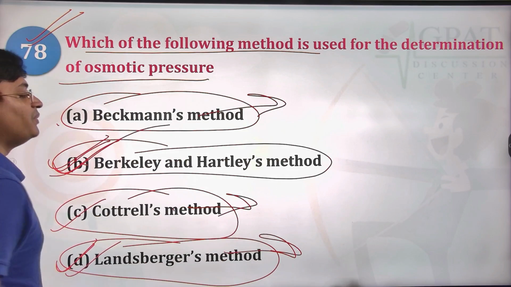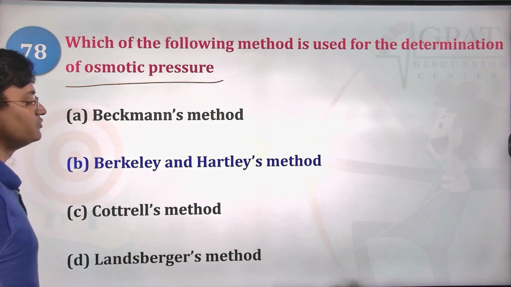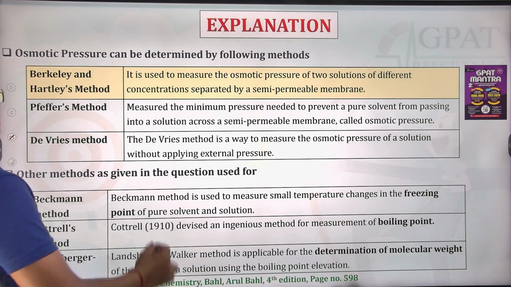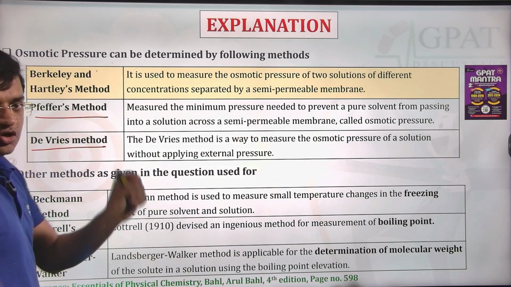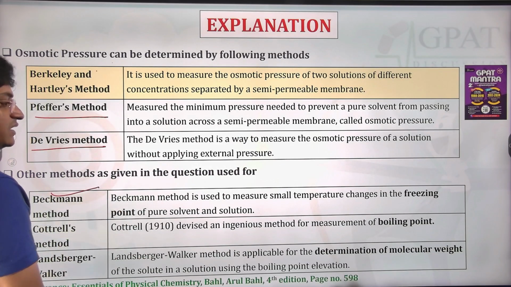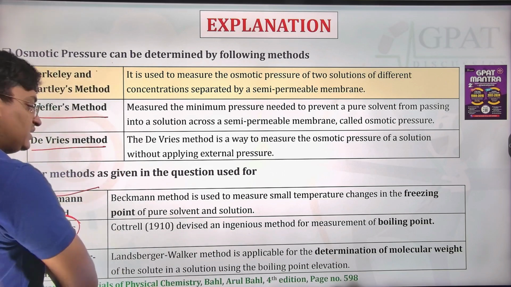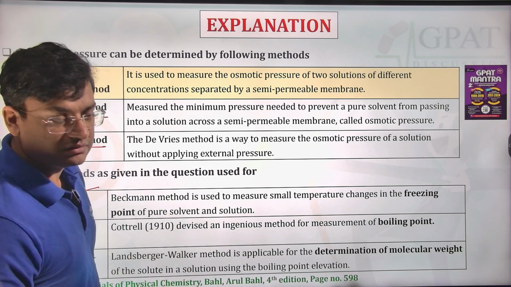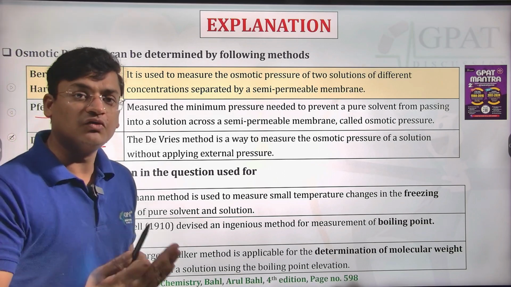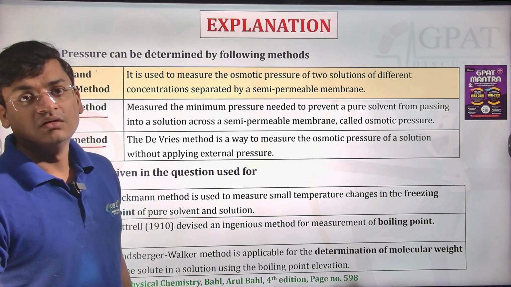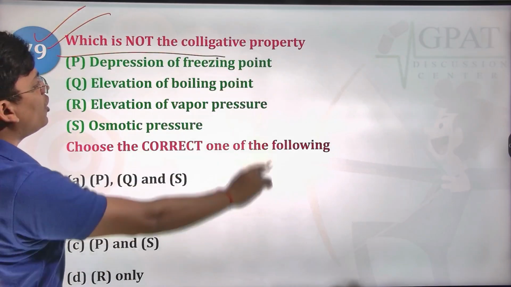Next, the Barclay and Hartley method is used for the determination of osmotic pressure. So yes, this will be the right answer here: Barclay and Hartley method, Pfeffer's method and De Vries method are all related to osmotic pressure. Beckmann's method is related to the small change in the freezing point. Cottrell's method is related to the determination of the boiling point. The Landsberger method is used for the determination of the molecular weight of a solute by using elevation in boiling point.